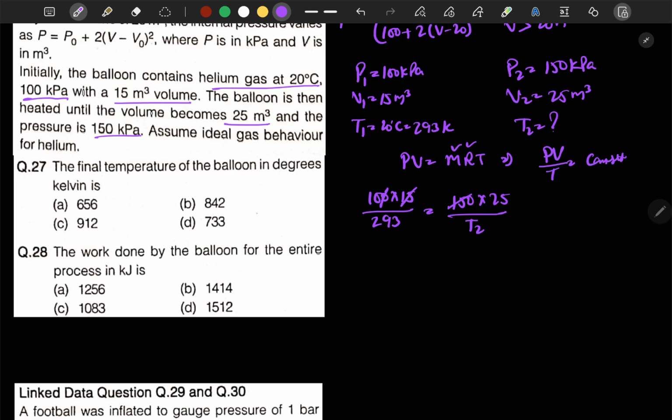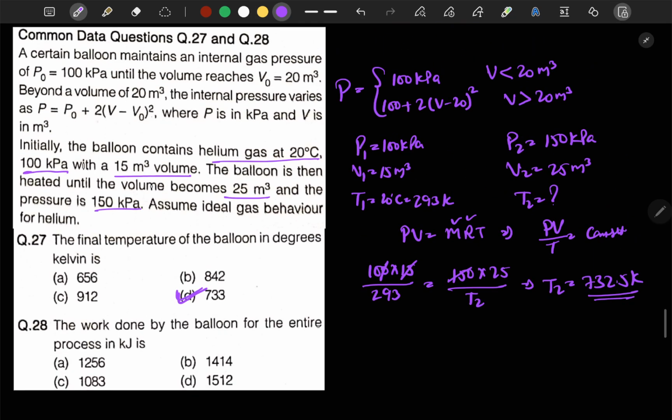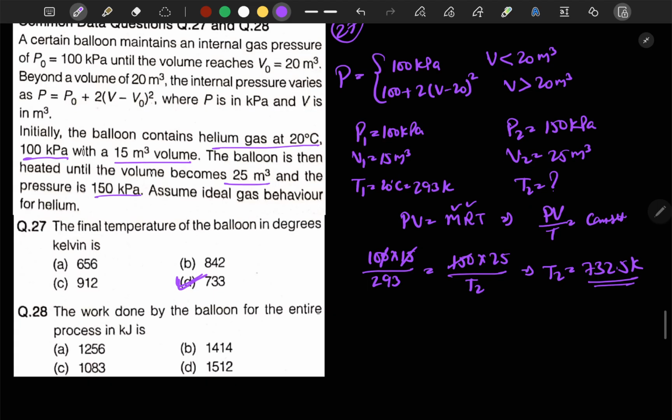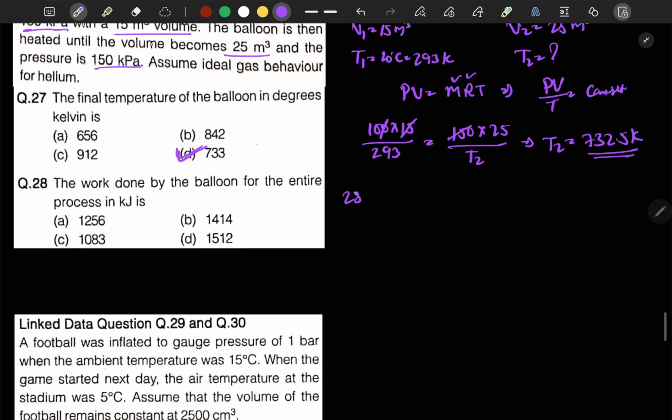We will be calculating these values. So we can get T2 is equal to 2.5 into 293, which is 732.5 Kelvin. Okay, so 733 Kelvin. This is the option D is correct. Now that was question number 27. Now if we talk about question number 28, the work done by the balloon for the entire process.